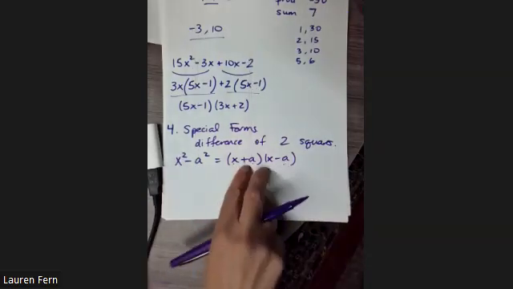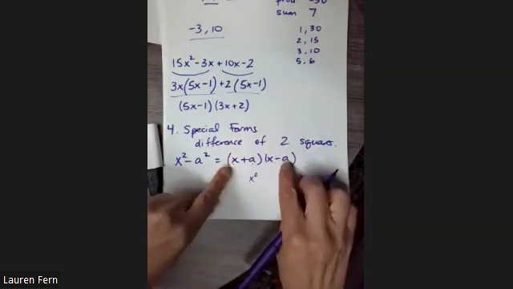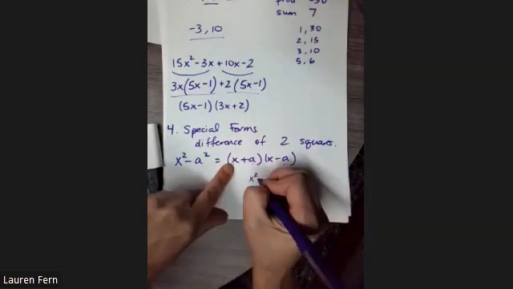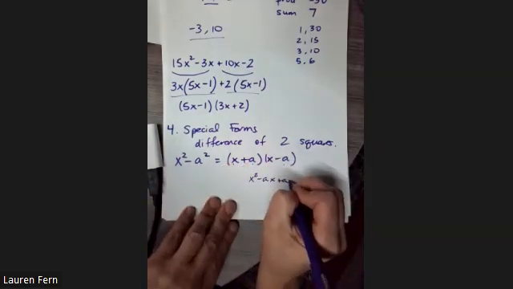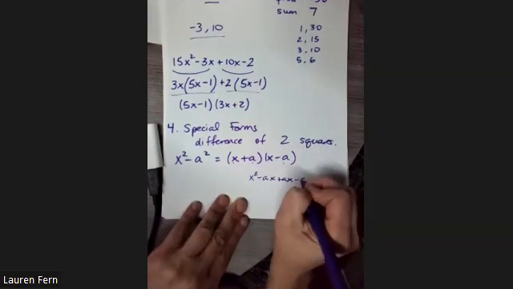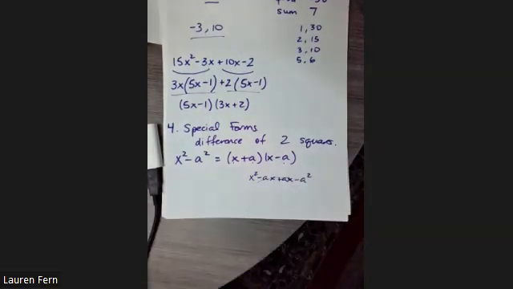And if you don't believe that this will get you here, you can FOIL it. X times x is x squared. Outside terms is minus ax. Inside terms is plus ax. Last terms are minus a squared. Notice those cancel.